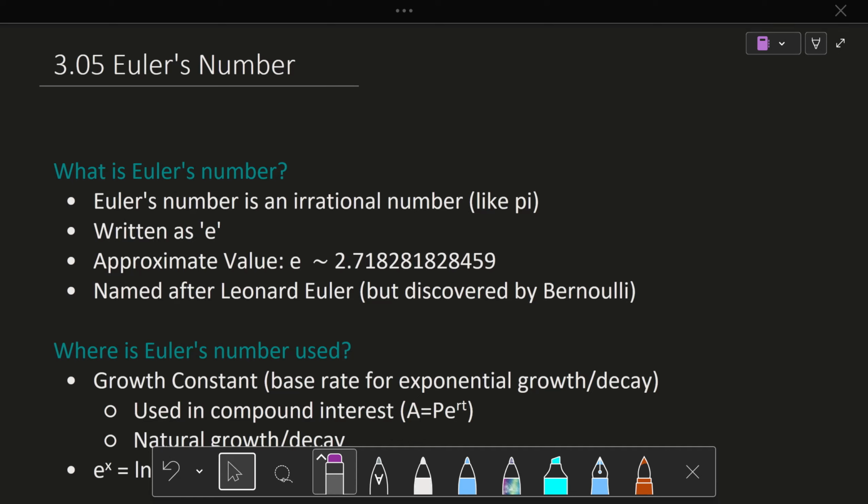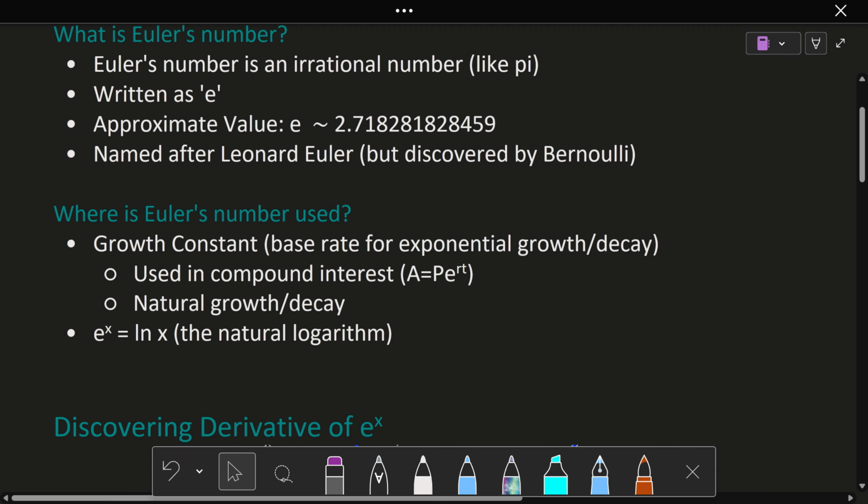Okay, so today we're going to be looking at Euler's number. Euler's number is an irrational number, just like pi. We write it as e, and it's approximately equal to 2.71828182845 and continues on. It's named after Leonhard Euler, a famous mathematician, but was actually discovered by Bernoulli.